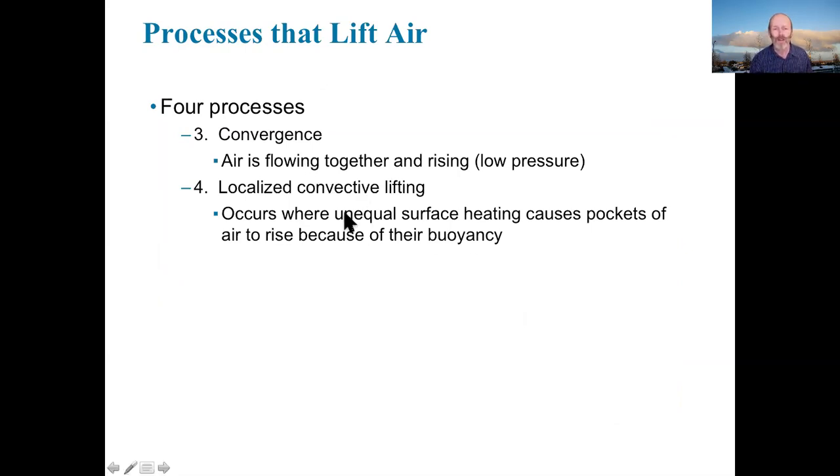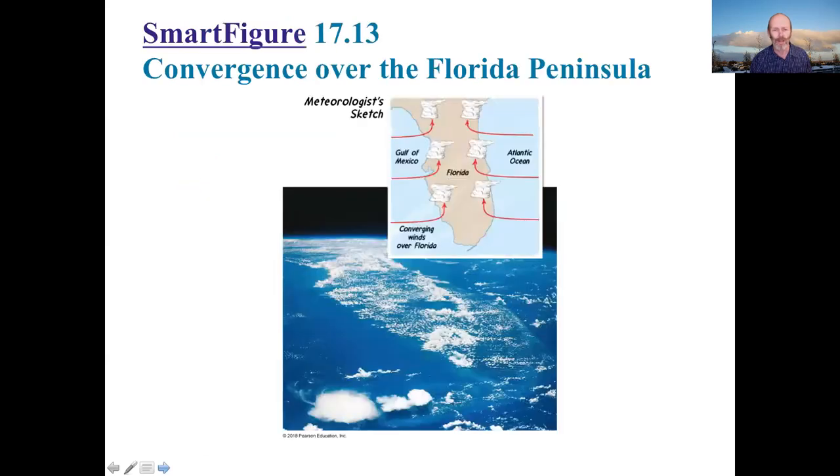Then we have convergences and localized convective lifting. Here's an example of convergences. What is happening is we have different motions based on the Atlantic on one side and the Gulf of Mexico on the other that are sort of converging towards the center there. So we end up with a rather unique weather pattern for Florida that doesn't apply in most of the rest of the states because they're not a peninsular kind of weather. So this is a convergence, and you can sort of see the outline of Florida with all the clouds that are here.